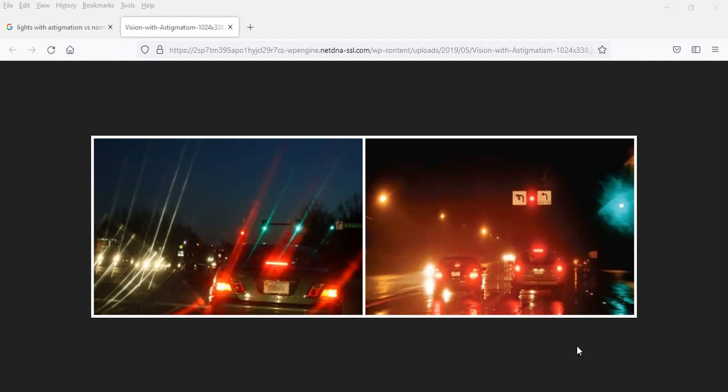All right, so there's a big difference that you see with people with astigmatism. They see very poorly in the nighttime, right? And sometimes they have to turn their head to see properly.